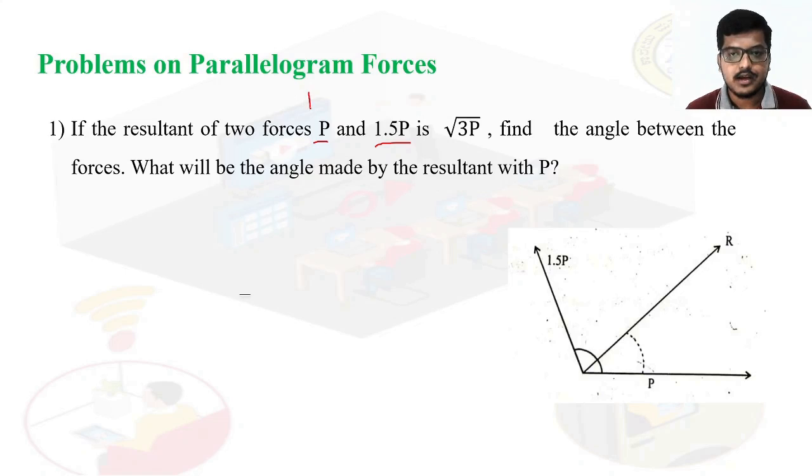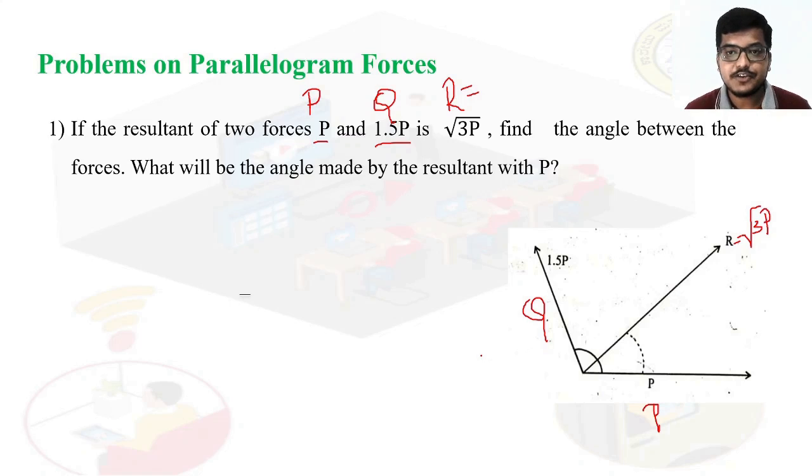So consider this as P and this is Q. So two forces are there, P and Q. Q value is 1.5P, and the P value is the same P. And they have also given the resultant. So R is equal to root 3P.